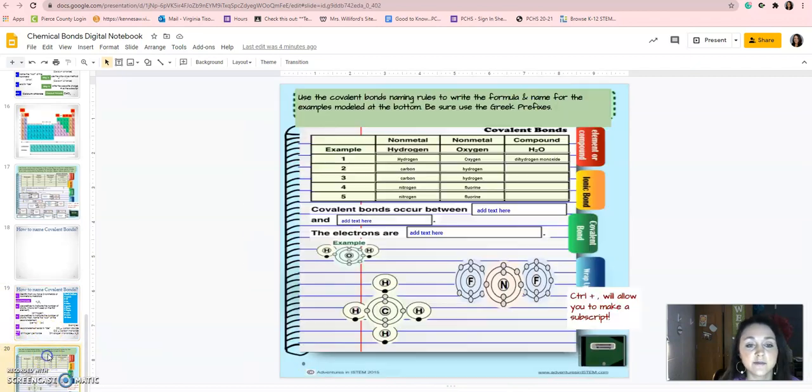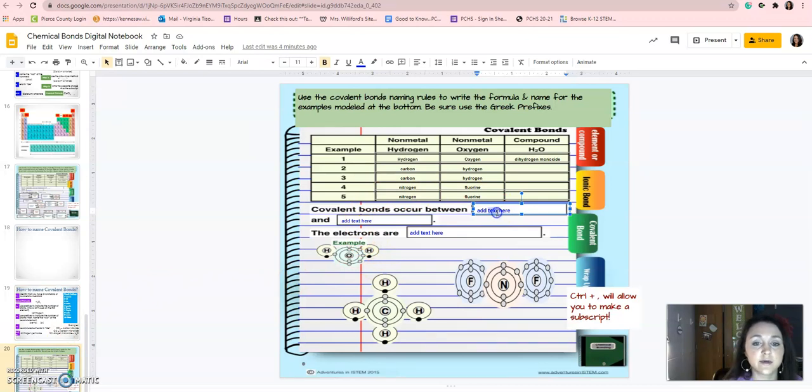So let's look at some examples today. Okay, so we know that covalent bonds occur between nonmetals and nonmetals. And then the electrons are shared, not transferred. So I have three examples here. I have one example with hydrogen and oxygen. I have two hydrogens, so I can put di in front of the first word, so I have dihydrogen monoxide.